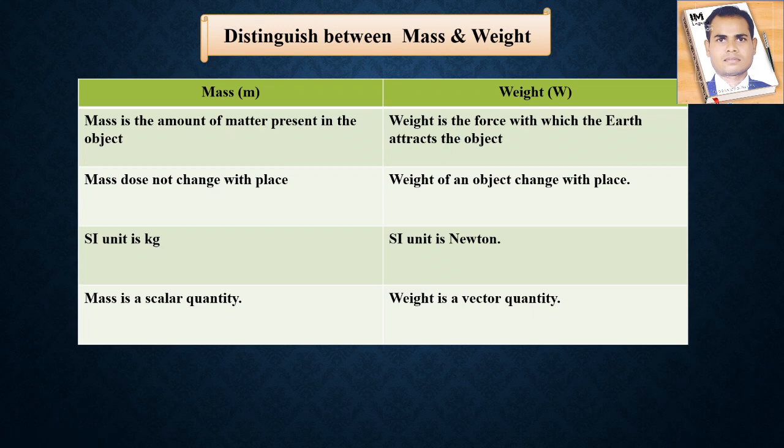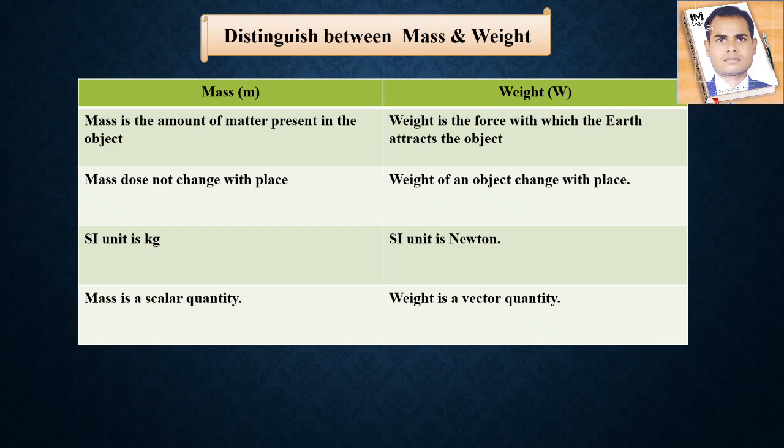Now see the difference between them. Mass does not change with the place. For example, if you take 1 kilogram of anything and weigh it at the south pole, and then go to the equator, there will be no change in the mass. But the weight of an object changes with the place.